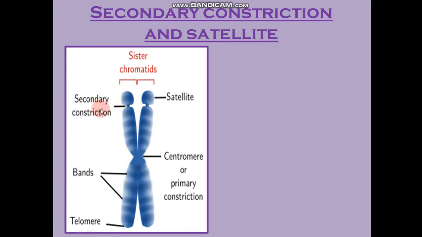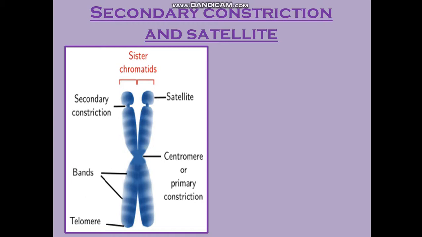This is the secondary constriction. Okay, secondary constriction. What happens here in the secondary constriction? These secondary constrictions can also be referred to as NOR, nucleolar organizer region, NOR. Their position is fixed for a particular chromosome, and they help in identification of a particular chromosome because this is a very unique character for one particular type of chromosome.